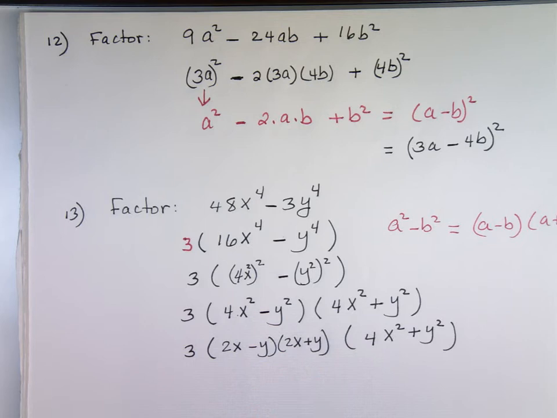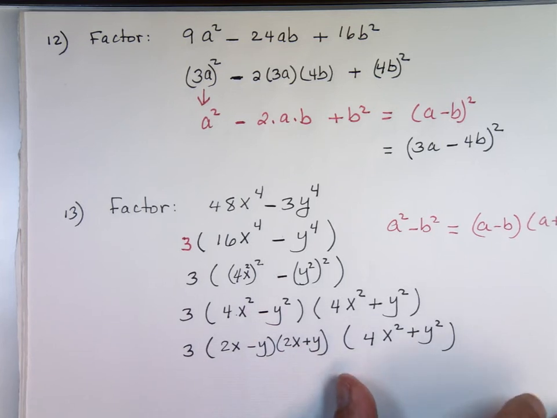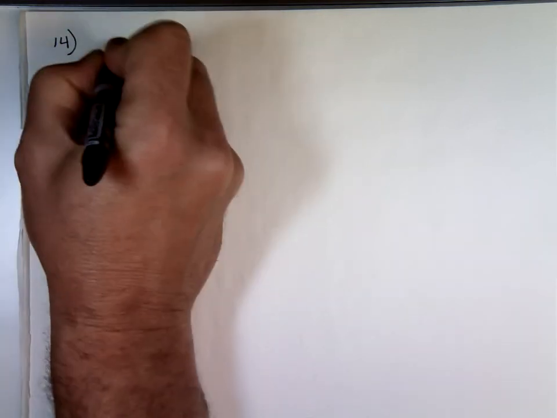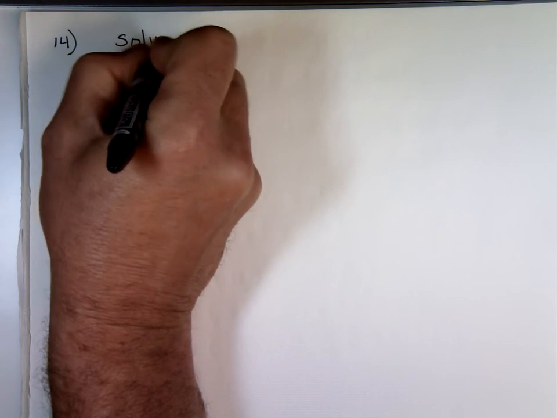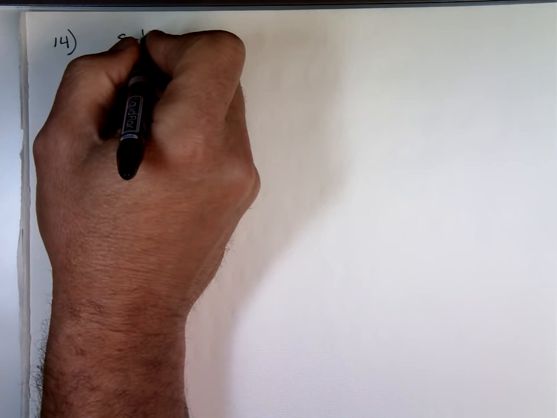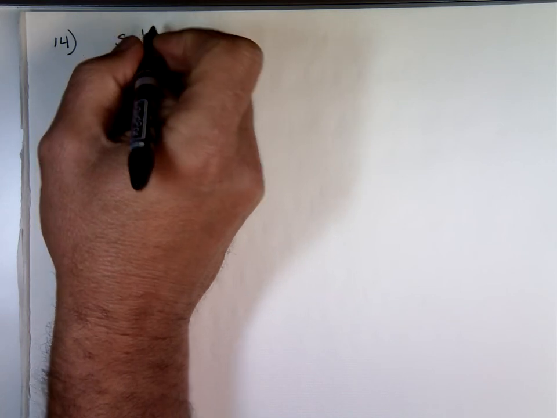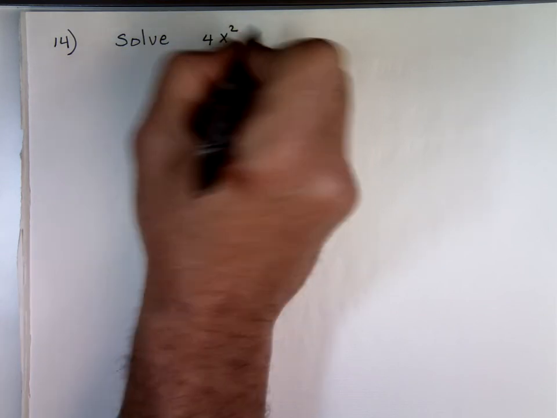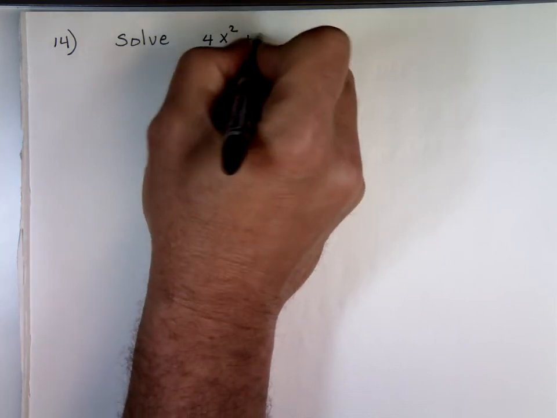Two more problems, then we're done. Let's do solving. Solve 4x squared plus 4x equals 1.